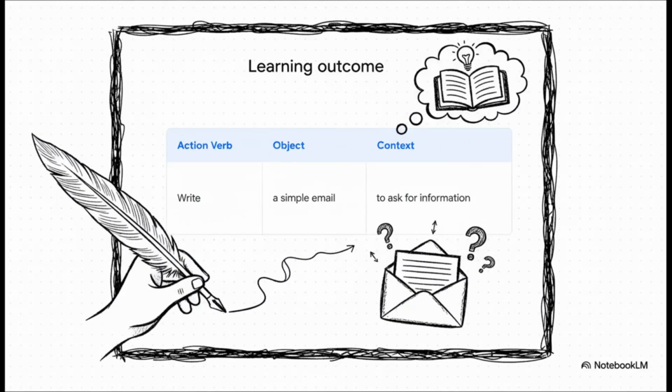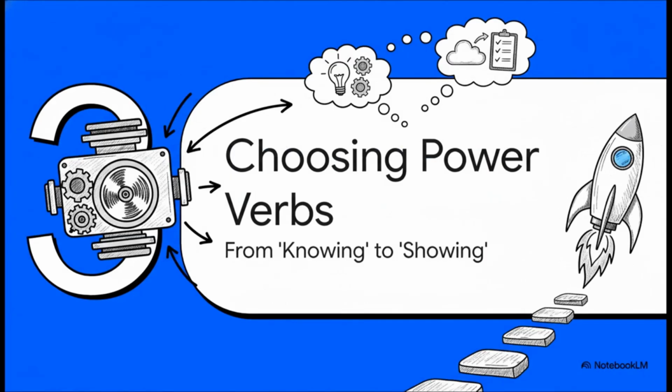Okay, action verb, write. Simple enough. What are they writing? That's the object, a simple email. And the context, why are they writing it? To ask for information. Put it all together and boom, you've got a perfect learning outcome. On successful completion of this course, the learner will be able to write a simple email to ask for information. It's clear, it's specific, and you can totally assess it. Easy.